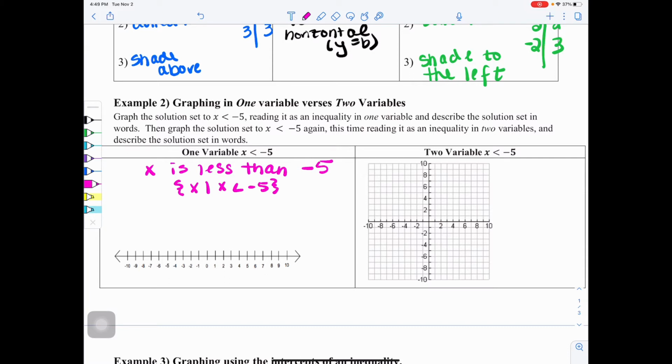I have to think about my circle. I know the critical number is -5, so that's where my circle is going to go. And then I have to say to myself, okay, is -5 included? So fill in the circle. Or is -5 not included, which means leave it open. Since x is less than -5, -5 does not count, so I'm going to leave it as an open circle. Then I want to shade all the numbers that are less than -5. So I'm going to shade to the left.